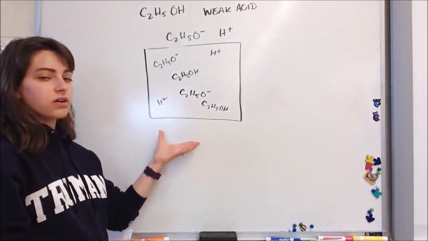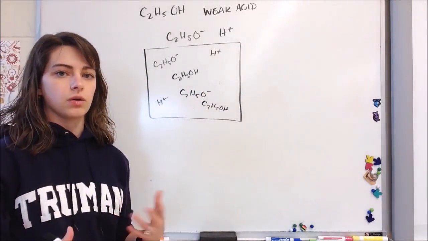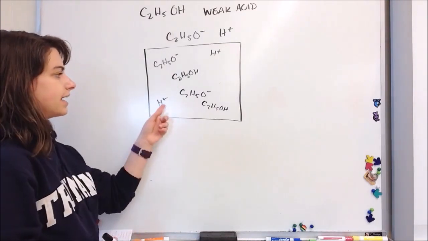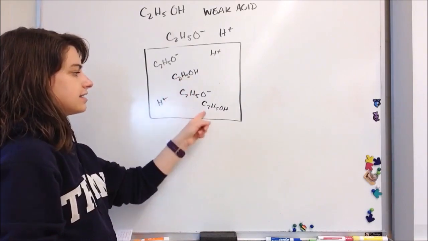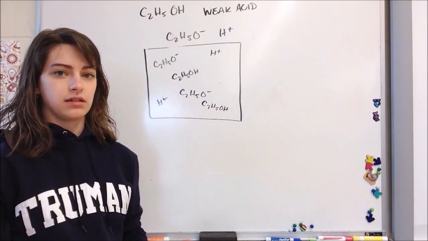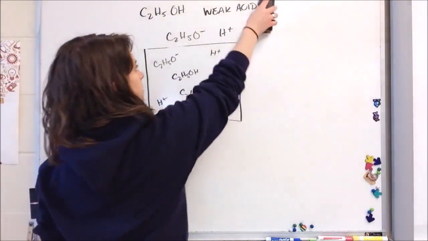So if I was given this particle diagram and I'm trying to decide if it's a strong or a weak acid or a base, I see H pluses, that means it's an acid, and I see ions, and I see the original compound, which means that it's weak. Okay, let's do another one.